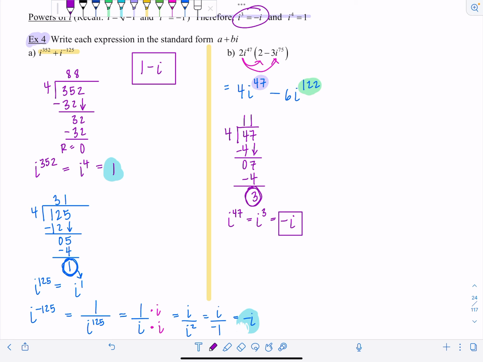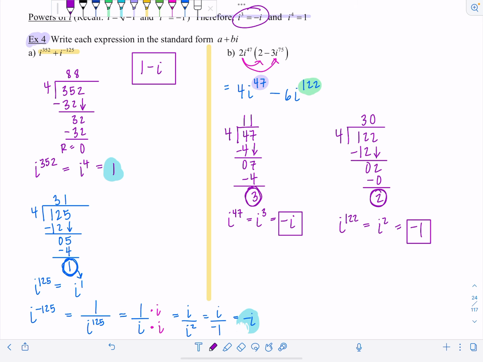Now i to the 122nd. So 4 into 122, that goes 3 times, 12. 0, bring down the 2. It does not go into 2. So that's the remainder, remainder 2. What does that tell me? That i to the 122nd is the same as i squared, which is negative 1.